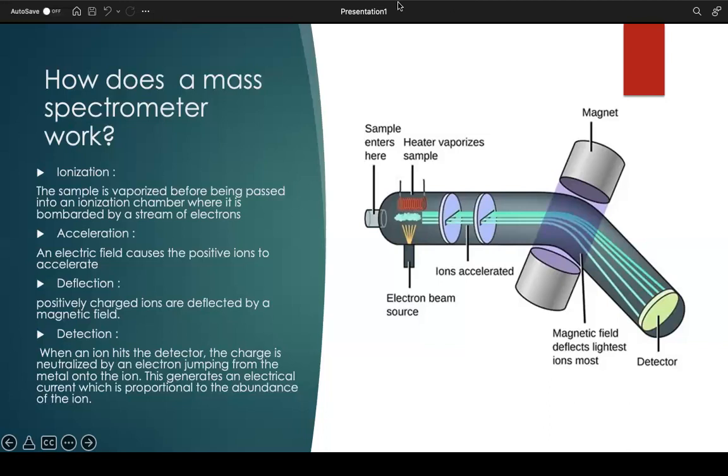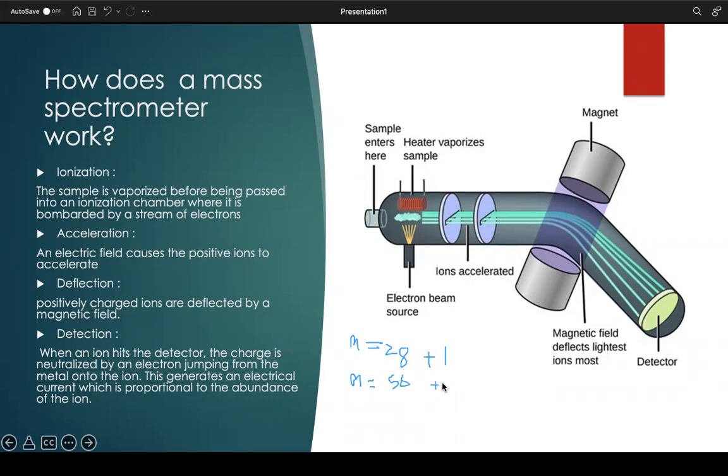So let's give a brief example about the mass to charge ratio. For example, if we have an ion with a mass of 28, and the charge of this ion is +1. And then we have another ion with a mass of 56, and the charge is +2.